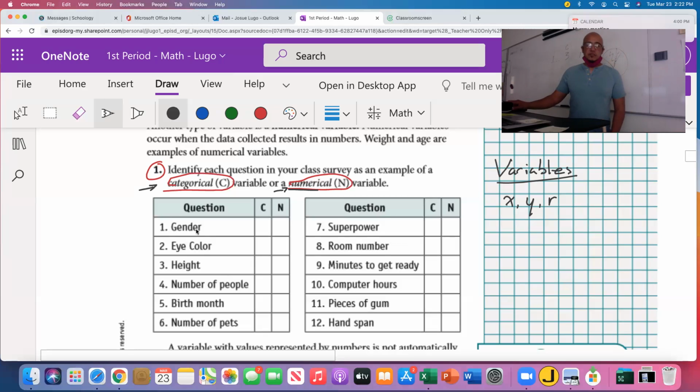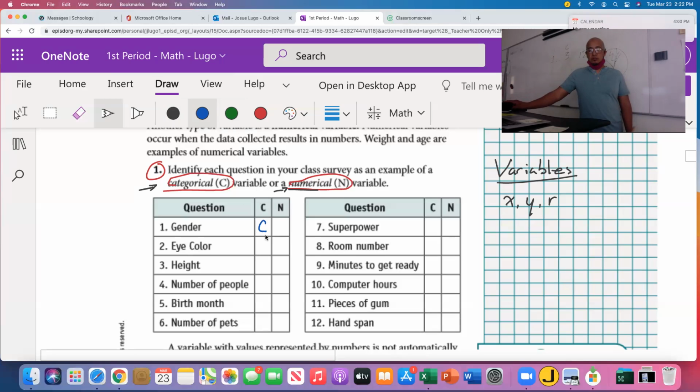With that in mind, let's look at the first variable, gender. Gender, is that a numerical variable? Can you actually take a ruler and measure something and be like, oh, that is a boy for sure? No, you cannot. You can't take a thermometer, stick it in somebody and be like, oh, a girl. No, you don't measure gender. Gender is a label, or gender can be thought of as an observable quality. So gender would actually fall into categorical. So I would put a C. It is not numerical. You don't measure gender. You don't count gender.